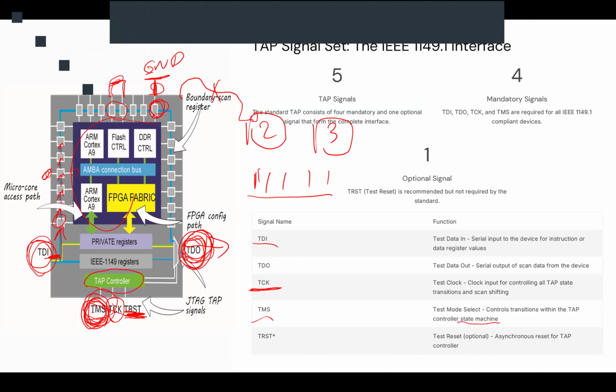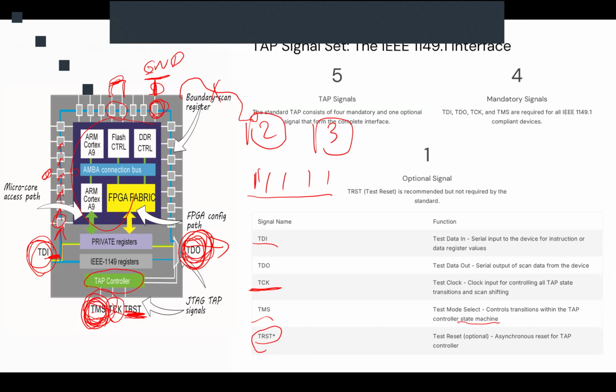Another way is to use that optional pin that we talked about, the TRST, which is basically the reset button of that tap controller. So instead of sending 5 bits to reset the tap controller, we send one signal through the TRST and reset the whole control system. So this is basically how it works.